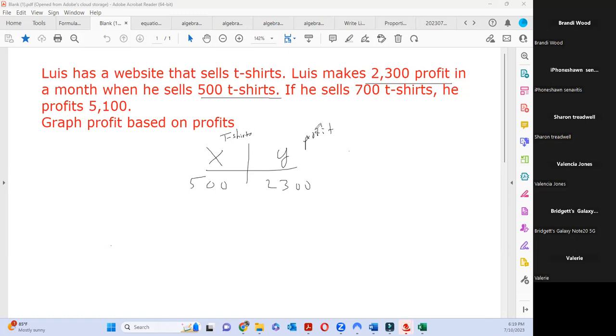What they gave us was 2 points. So now, how do you know what's X and what's Y? X is your independent variable. Y is your dependent variable. What that means is you can't make a profit of $2,300 unless you sell the 500 t-shirts. So the 500 t-shirts is your X, or your independent variable. Everybody understand that?